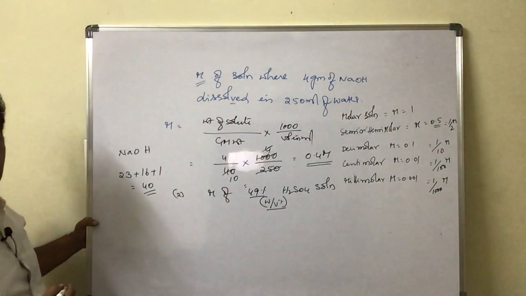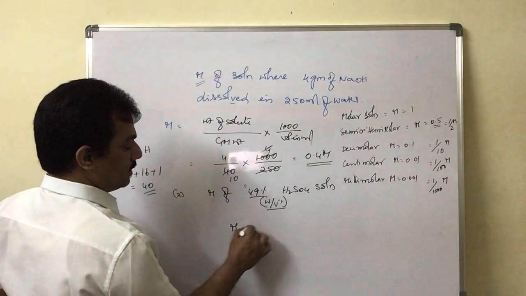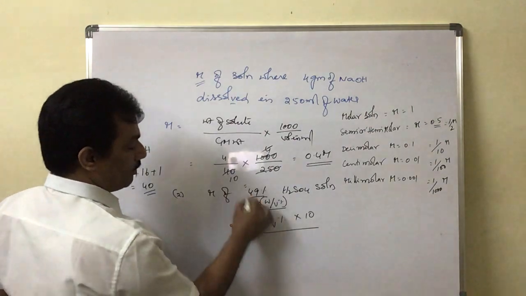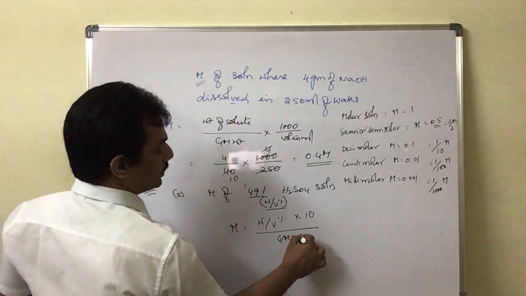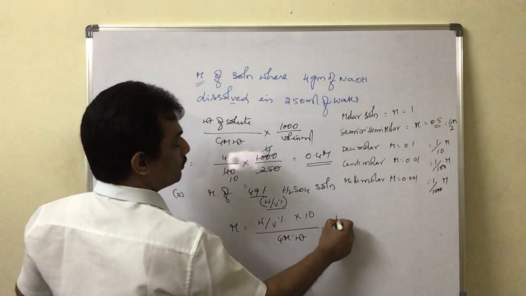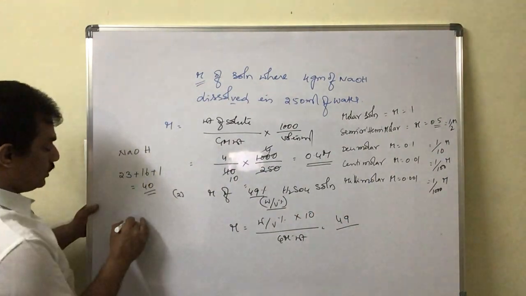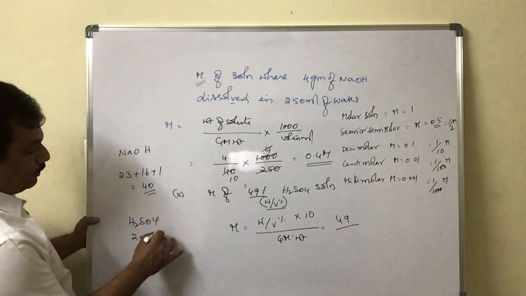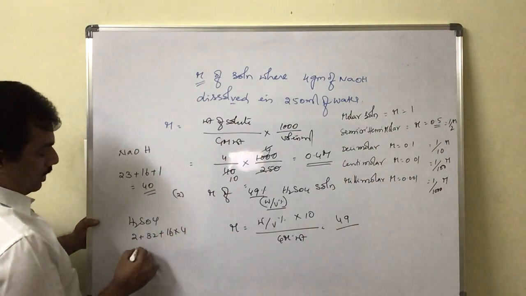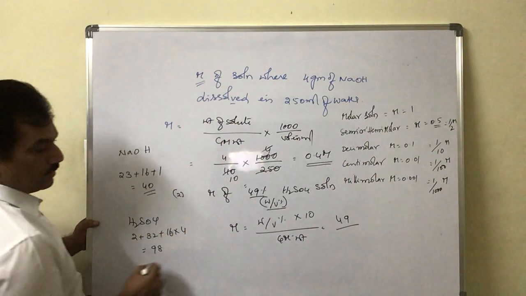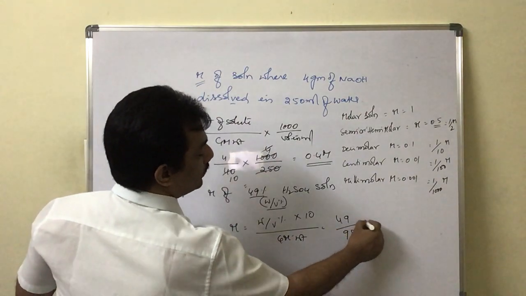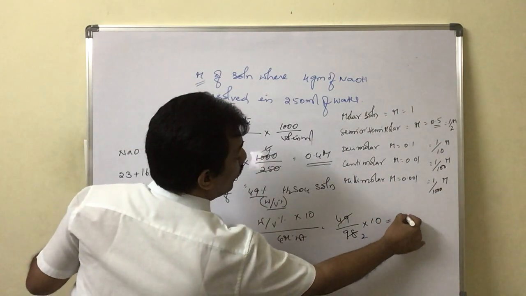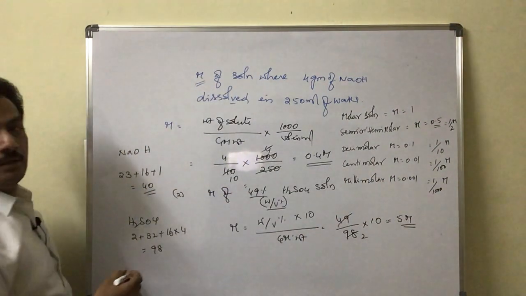And when weight volume percent is given, what is molarity? Molarity is equal to weight volume percent into 10 by gram molecular weight. Is it not? Now this weight volume percent is 49, and for H2SO4 the molecular weight is 2 plus 32 plus 16 into 4. Altogether it is coming to 98. So 49 by 98 into 10, that is 1 by 2 into 10, which is 5 molar.